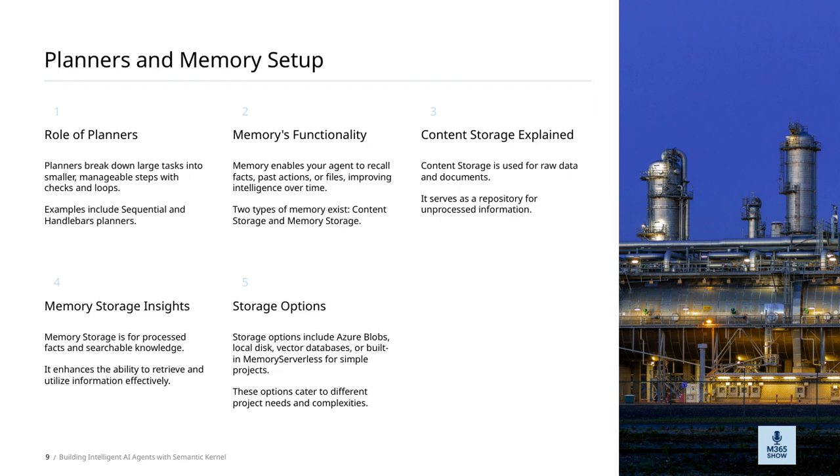working on. Memory storage is primarily for processed facts and searchable knowledge. It helps your agent retrieve and utilize information more effectively, making the system smarter over time. On the other hand, content storage is used for raw data and documents, acting as a repository for unprocessed information. Now, both types of memory, content storage and memory storage, play crucial roles in enhancing your agent's intelligence. Memory enables it to recall facts, past actions, or files, which improves its ability to learn and adapt.